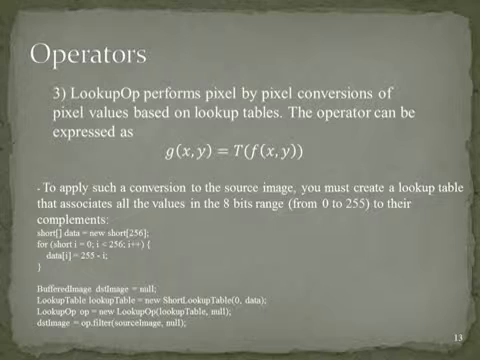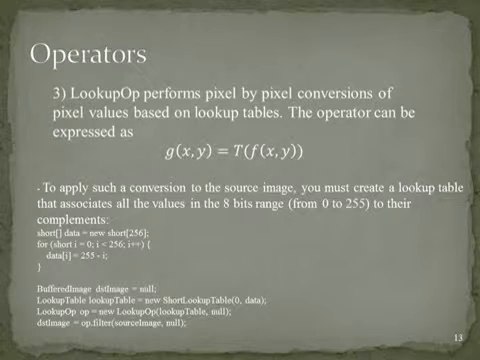The third operator is the lookup op, which performs pixel by pixel conversion of pixel values based on a lookup table. The operator can be expressed as you can see here, we make a transformation of the color to get the new color in the new image. To apply such a conversion to the source image, we must create a lookup table that associates all the values in the 8-bit range to their complements.